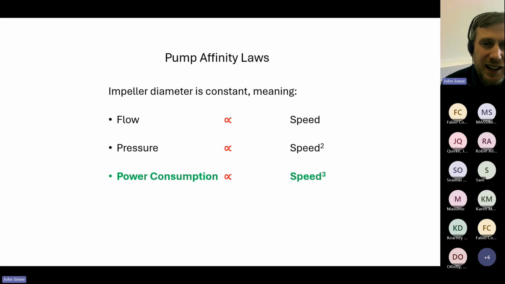So that removes it as a variable in our mathematical equations and makes it a constant, which simplifies everything. It allows us to simplify the affinity laws right down to three basic statements. Flow is proportional to speed. So the RPM of the pump is directly proportional to the flow out of the pump. The pressure of the pump is proportional to the speed squared, a nonlinear relationship. And the power consumption, which is in green because we're quite interested in that, is proportional to the speed cubed. What that means in the real world is that small changes in speed have a much more drastic effect on the pump's power consumption.